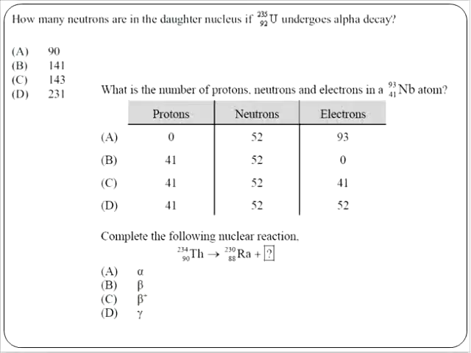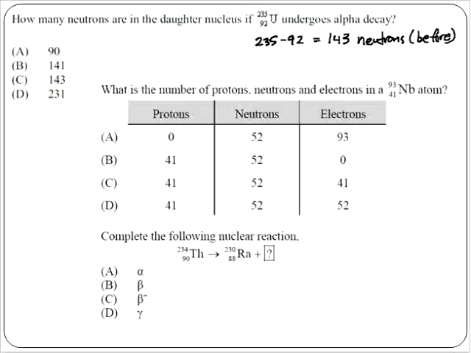How many neutrons are in the daughter nucleus if this guy undergoes alpha decay? So let's see how many are there now. Right now, initially, there's this. And 235 minus 92 is 143. So there's 143 neutrons before. That's before. So the answer is not C.